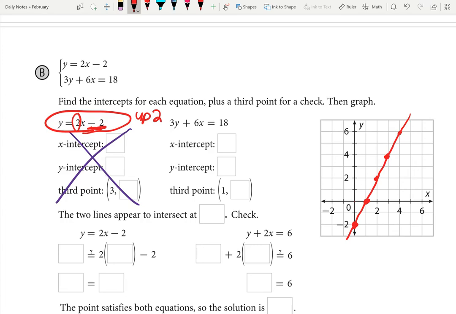All right. So we can graph that line easily. We don't need to do the x-intercept, y-intercept thing. It was simple enough.